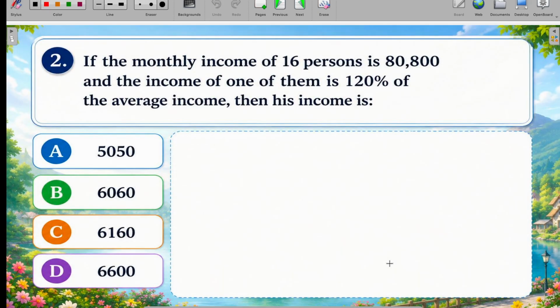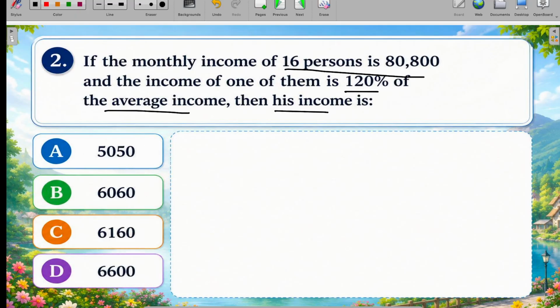Second question. If the monthly income of 16 persons is 80,800 and the income of one of them is 120 percent of the average income, what is his income? 120 percent means 6 by 5, so the answer should be a 6 multiple. This is not possible, this is possible, this is not possible, this is possible. Any two options.